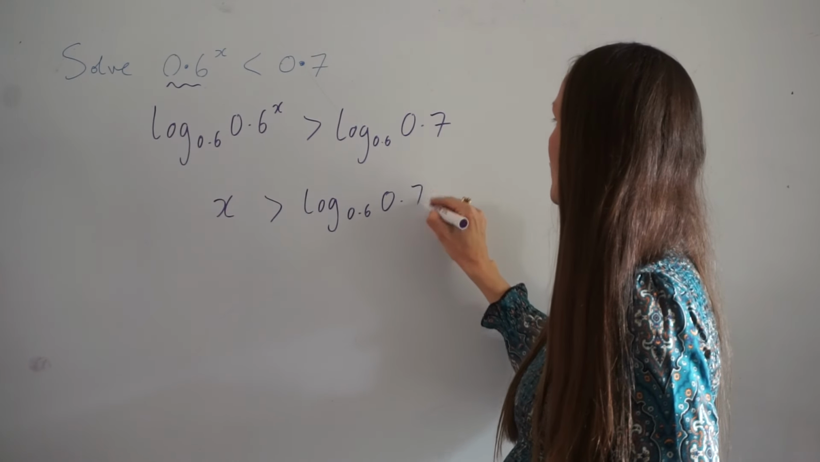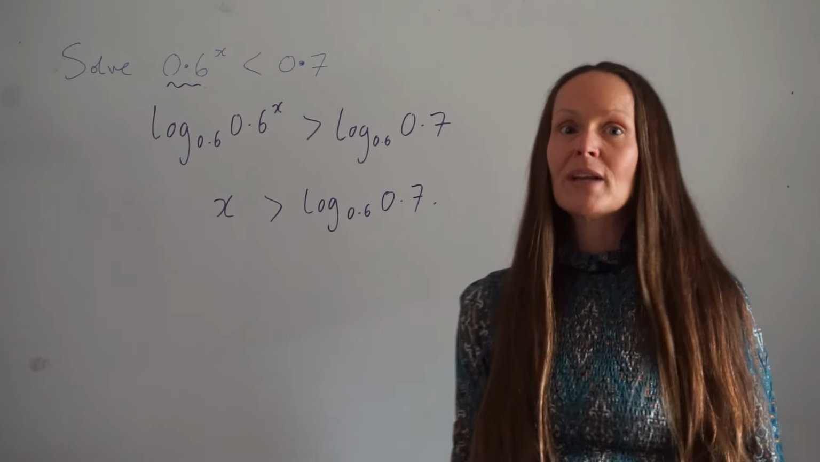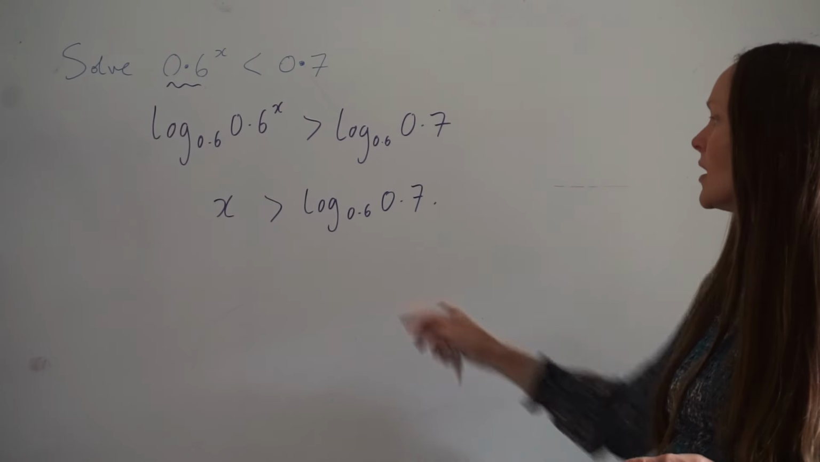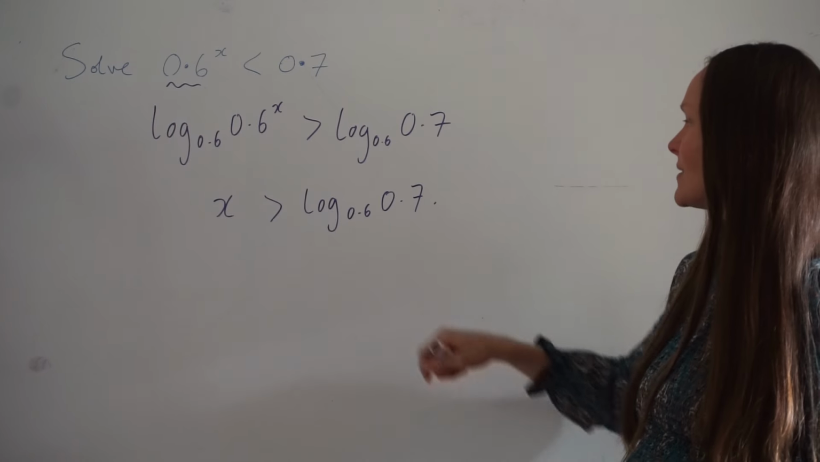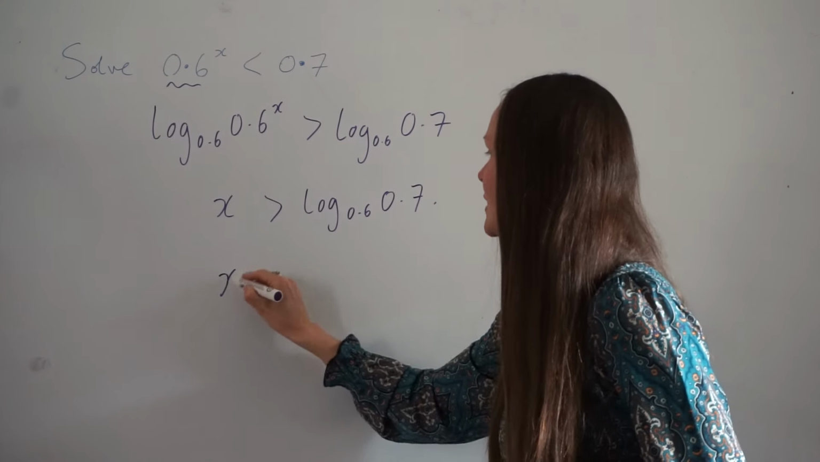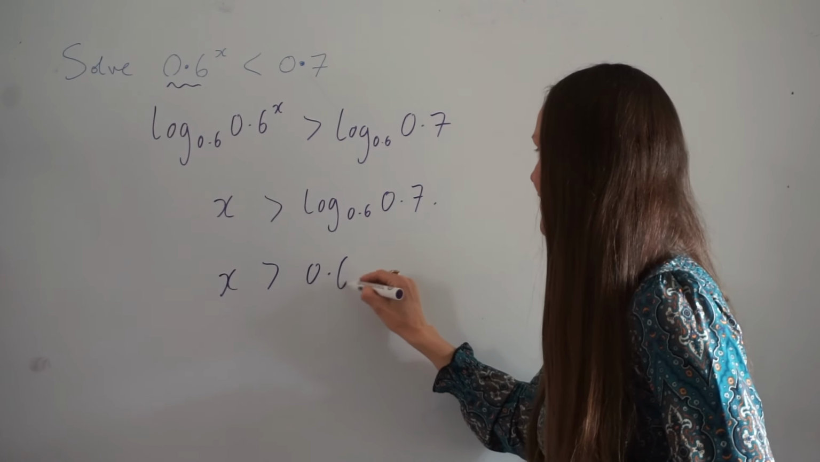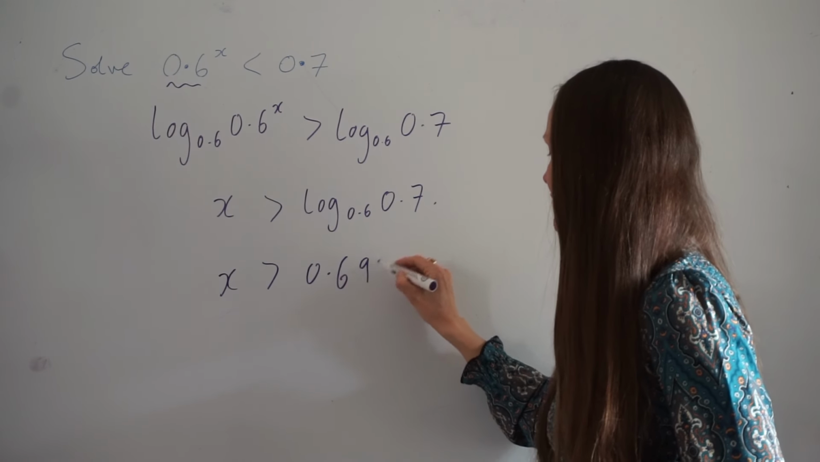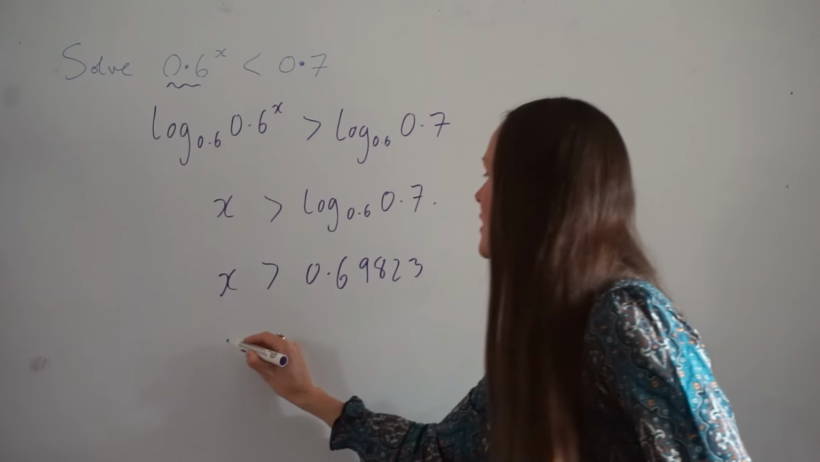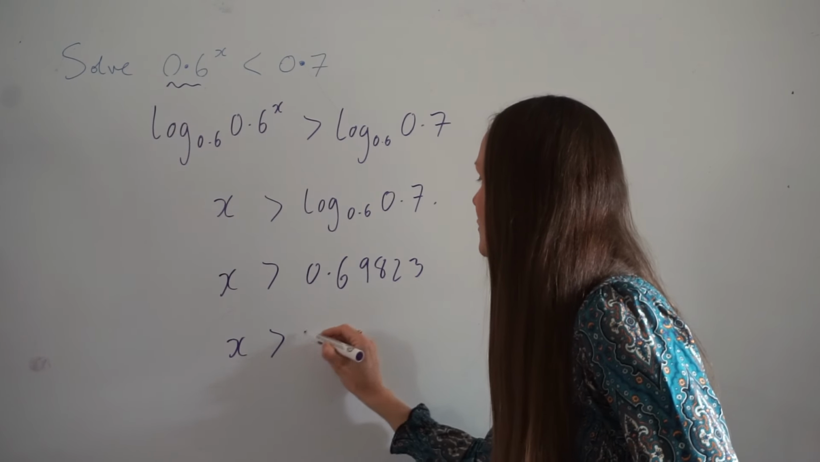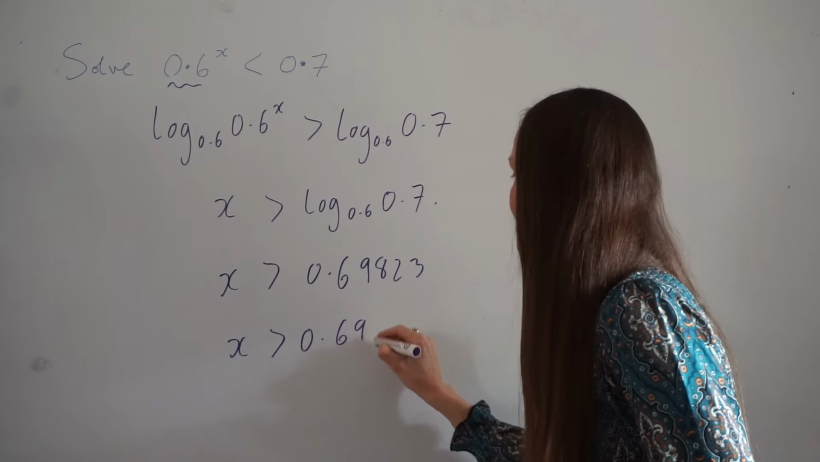Okay, so on the right hand side, all you have to do now is type that into the calculator. Okay, so log 0.7 base 0.6 should give you the same answer as earlier, 0.69823 and so on. So our final answer is x is greater than 0.698.